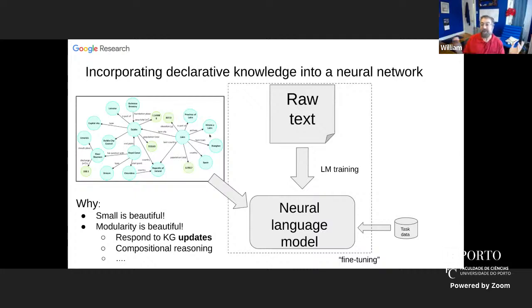Background facts of the world change: people do change political parties, I hear, in rare cases. People certainly go from one job to another, and companies get acquired and change. You'd also like to be able to build in compositional reasoning. And finally, you'd like to eliminate some of the mystery behind these models.